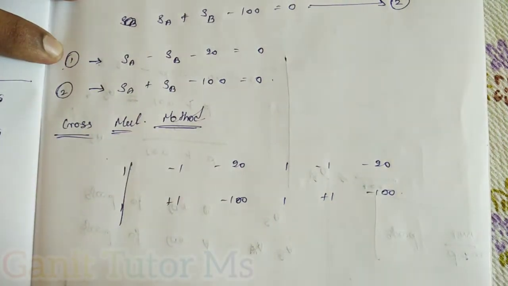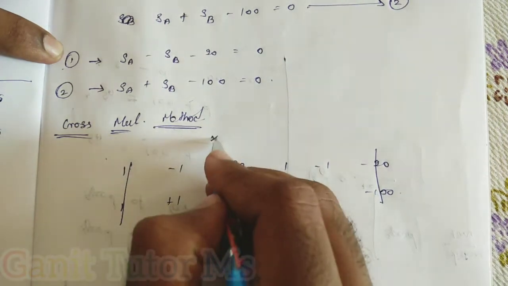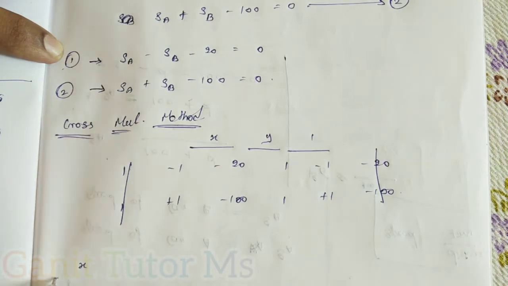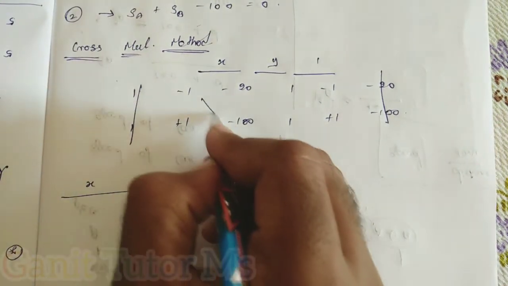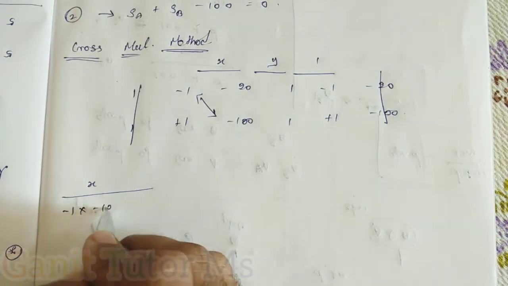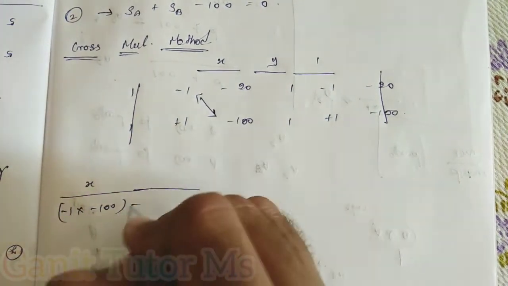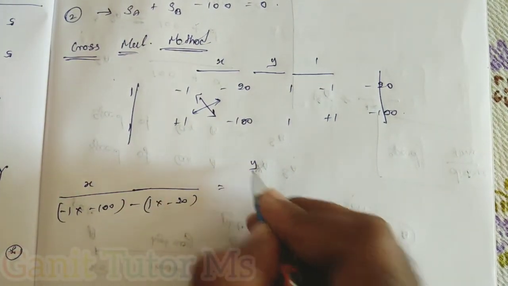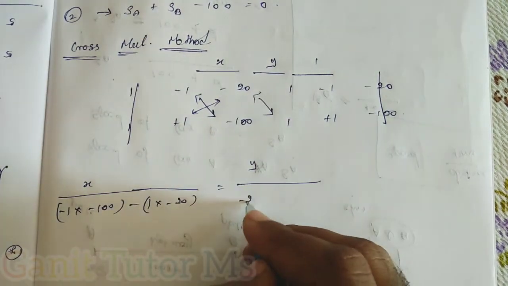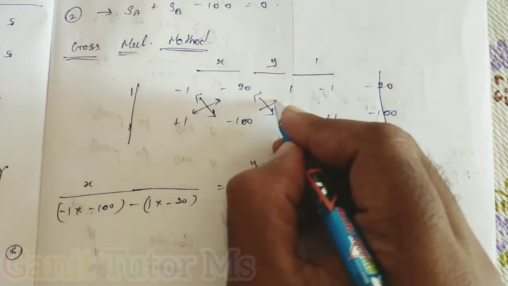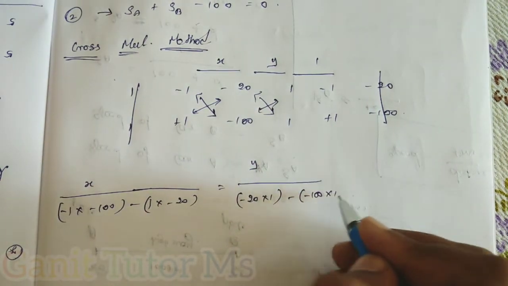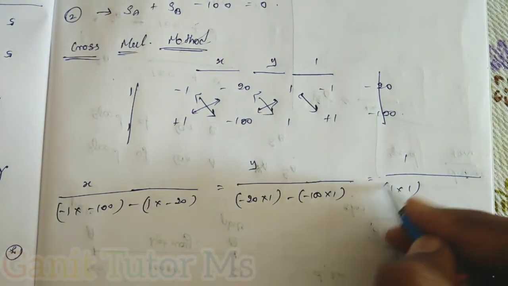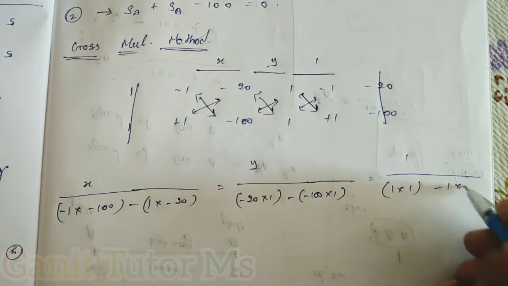Next, you can cancel the first one as well as the last one. Now, in between the terms, you can write x by, y by and 1 by. Clear? Now, x divided by cross multiplication: minus 1 into minus 100, then subtracted by the cross multiplication of these two, 1 into minus 20, equal to y by minus 20 into 1, then these two, that is minus of minus 100 into 1, equal to 1 divided by 1 into 1 minus 1 into minus 1.